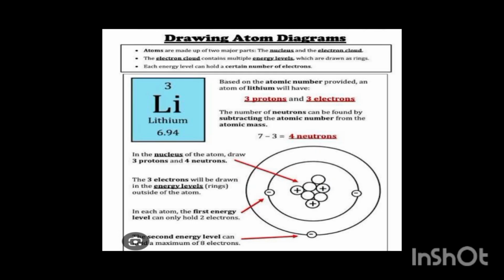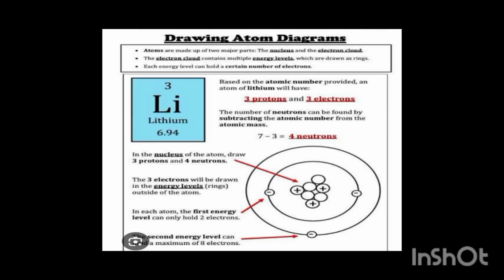Now, drawing atomic diagrams. Atoms are made up of 2 major parts: the nucleus and the electron cloud. The electron cloud contains multiple energy levels, which are drawn as rings. Each energy level can hold a certain number of electrons. For lithium, here we have 3, which is the number of protons. 6.94 is the mass number of lithium, and Li is its abbreviation. Based on the atomic number provided, an atom of lithium will have 3 protons and 4 neutrons. The number of neutrons can be found by subtracting the atomic number from the atomic mass. Now 7 minus 3 equals 4 neutrons.